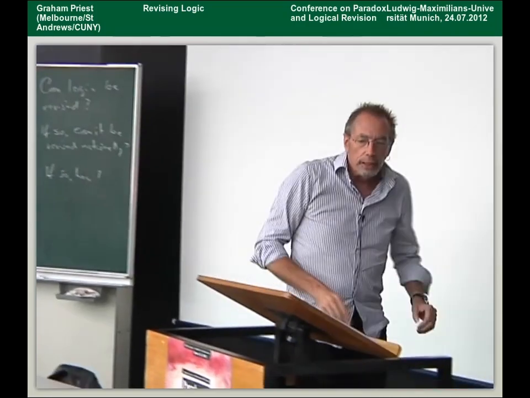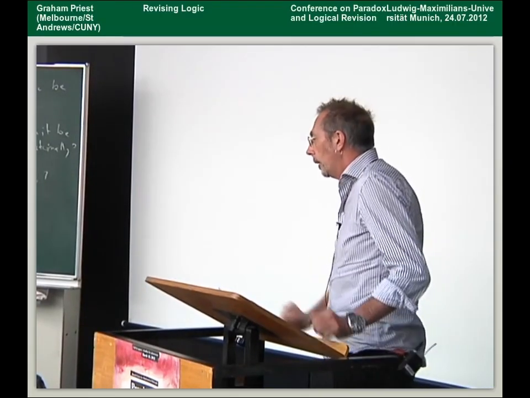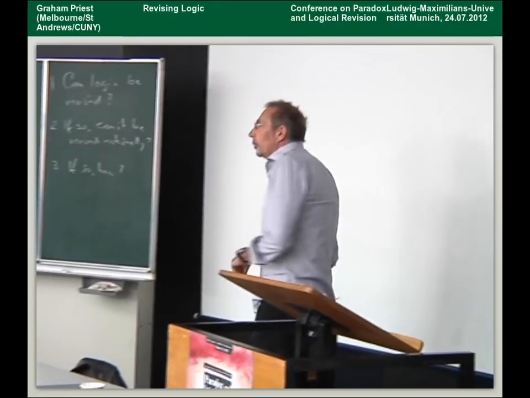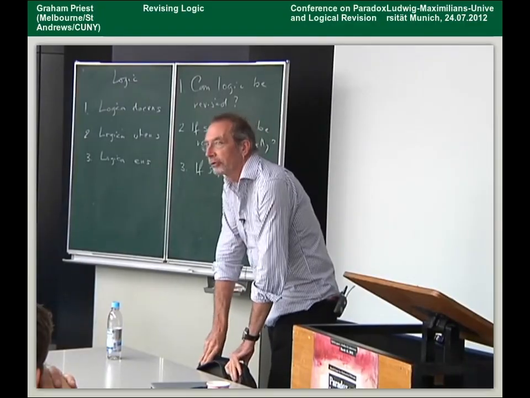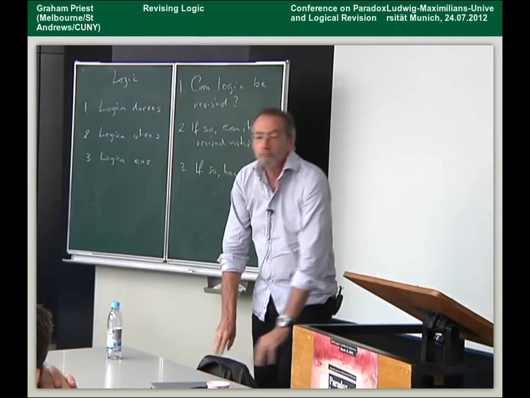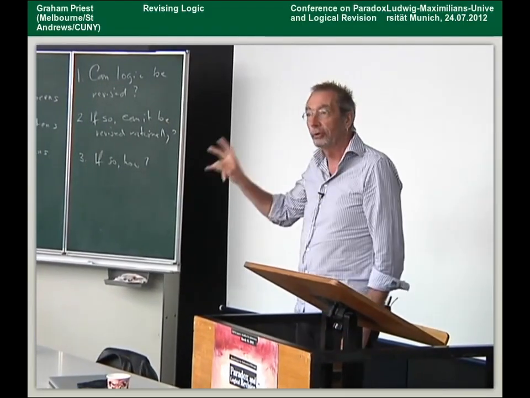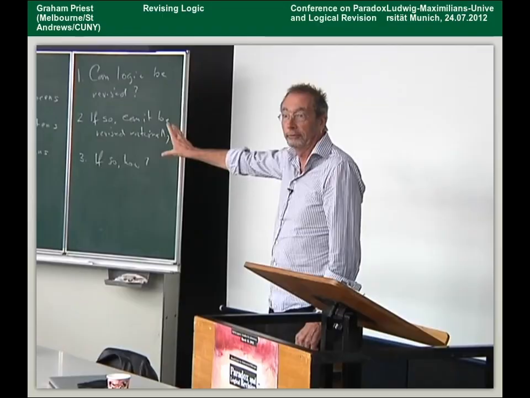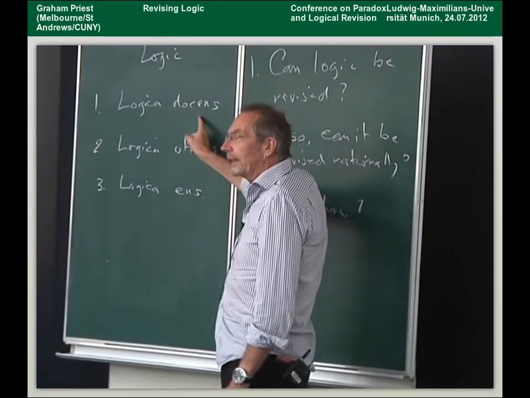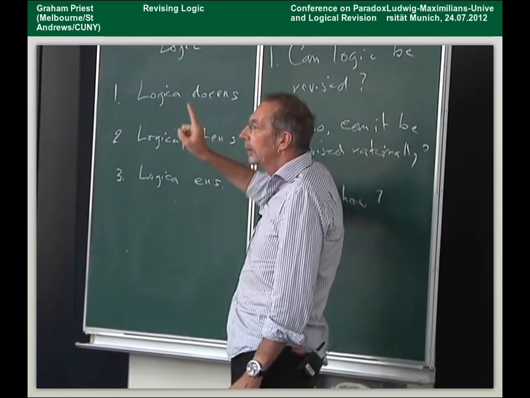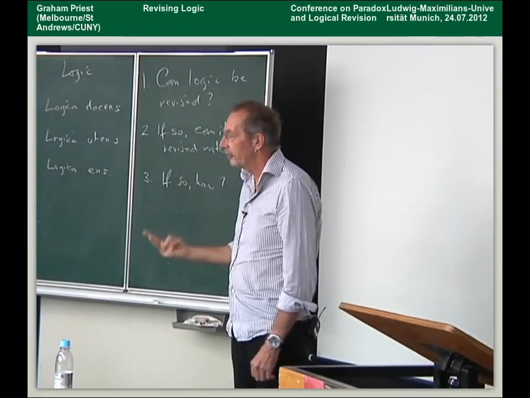Okay, so let's start with logica docens. And what do I mean by this? Well, it's the logic we teach. That is, the logic that you will find in textbooks. Yesterday, Michael distinguished between logic 1, logic 2, logic 3. This is very close to this distinction, but I don't think what I mean by logica docens is exactly what he meant by logic 1, because there's another disambiguation of logic which is necessary.